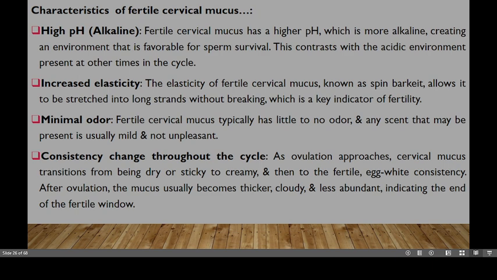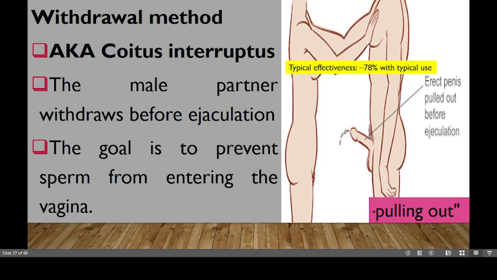All right. As ovulation approaches, cervical mucus transitions from being dry or sticky to creamy and then to a fertile egg white consistency. After ovulation, the mucus usually becomes thicker, cloudy, and less abundant, indicating the end of the fertile period.